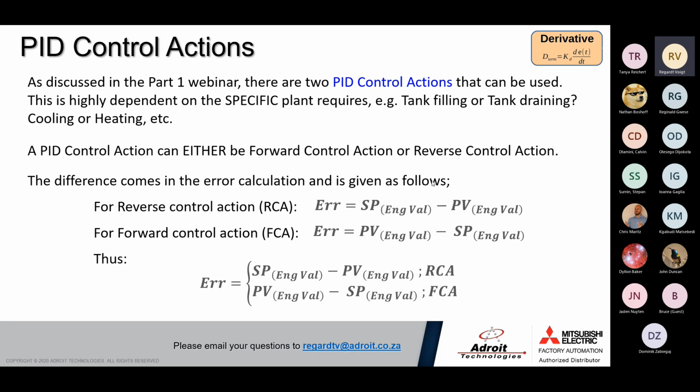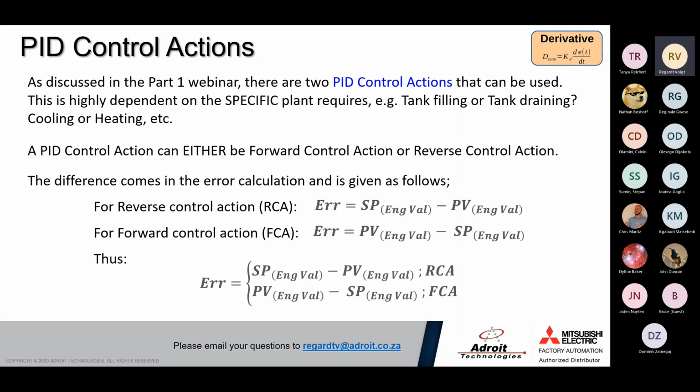A good rule of thumb is if your analog input signal going into your PLC rises and you require the output to reduce, then that would be a reverse control action. If your input from the field, your process variable into the PLC, rises and you want your output going to the actuator also to rise, then that would be a forward control action.